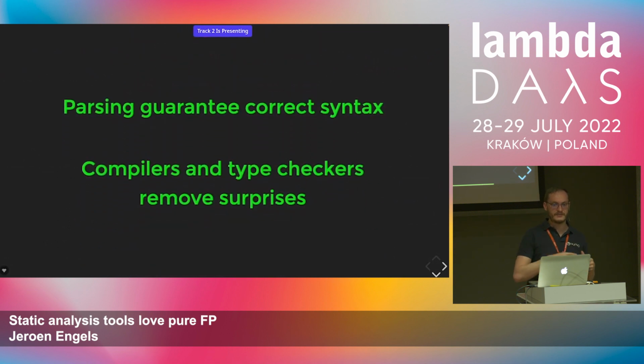About guarantees, we've seen that when you have a parsing phase, you know that the syntax is correct. And compilers and type checkers are going to look for semantic errors, and they're going to remove a lot of surprises you would have when you analyze the code. And basically raise the number of guarantees that you can depend upon to make shortcuts and to make better analysis.